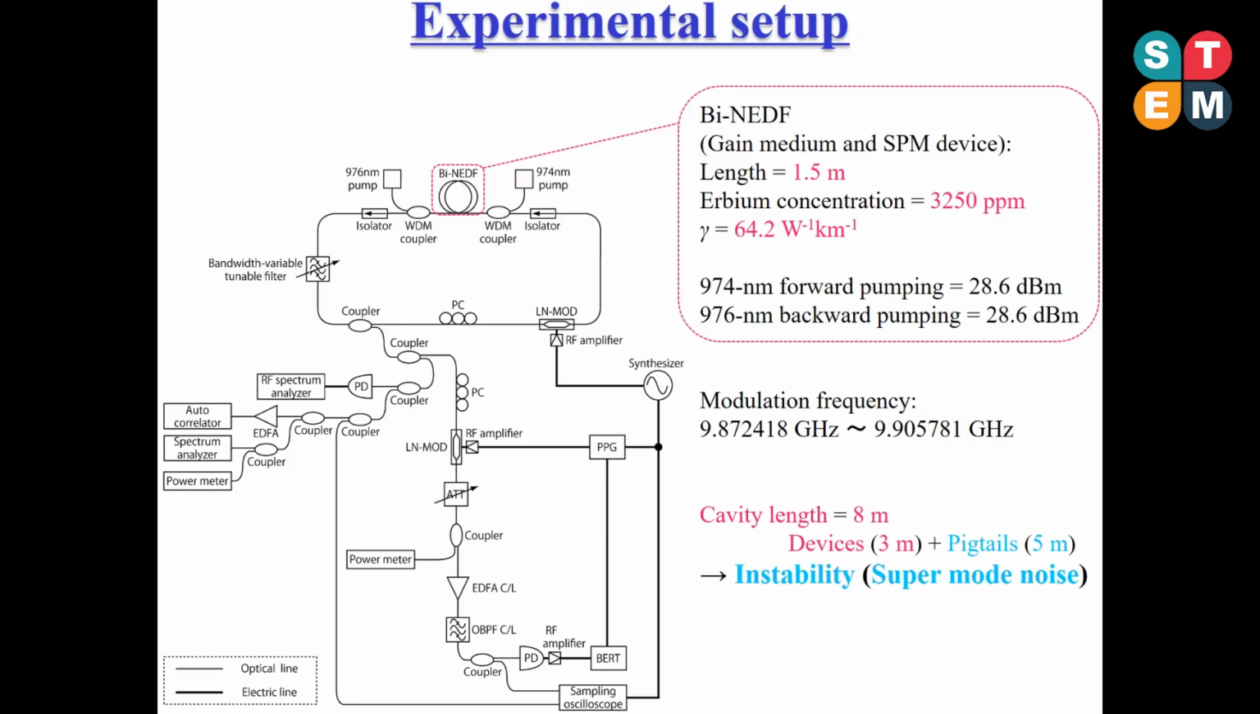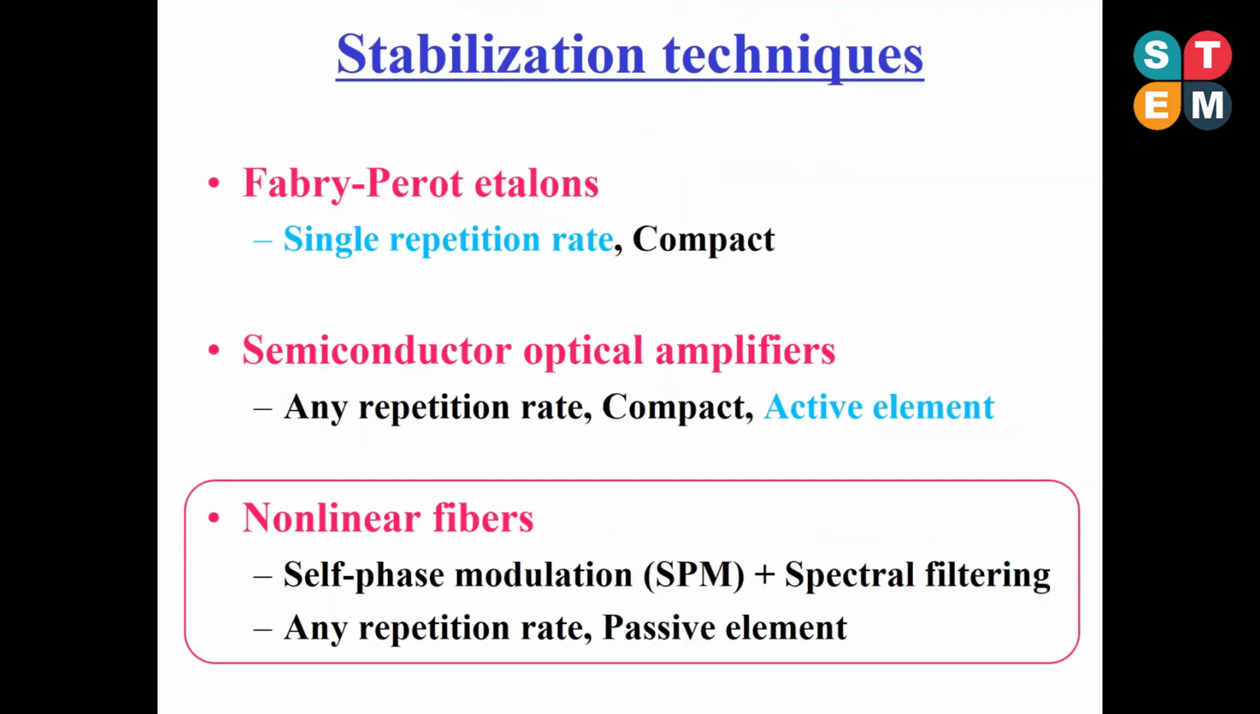However, the long cavity generally results in instability due to the large supermode noise. To suppress the supermode noise, several stabilization techniques have been proposed and demonstrated so far. These employ Fabry-Perot semiconductor optical amplifiers and nonlinear fibers. Particularly, the use of self-phase modulation in the nonlinear fiber and spectral filtering by the optical bandpass filter is an attractive technique for stabilization.